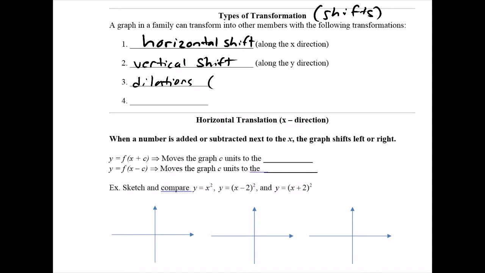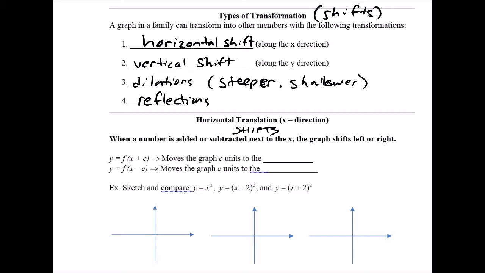and these are going to be making our graphs look steeper, and also making them look shallower. So steeper and shallower, and then the fourth one is going to be reflections. So we're going to be reflecting things. So starting off, we're going to talk about horizontal translations, horizontal shifts, x direction, so shifts here.